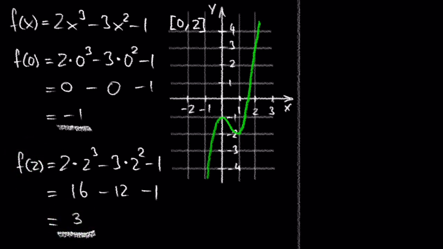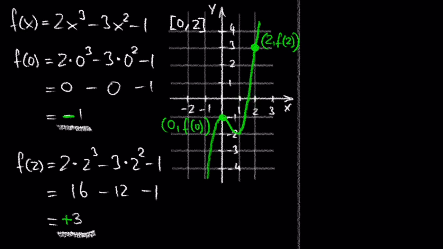We see that f of 0 and f of 2 have different signs. This means that the point 0, f of 0 lies below the x-axis, and that the point 2, f of 2 lies above the x-axis. So the continuous graph of the polynomial function f must cross the x-axis at least once.